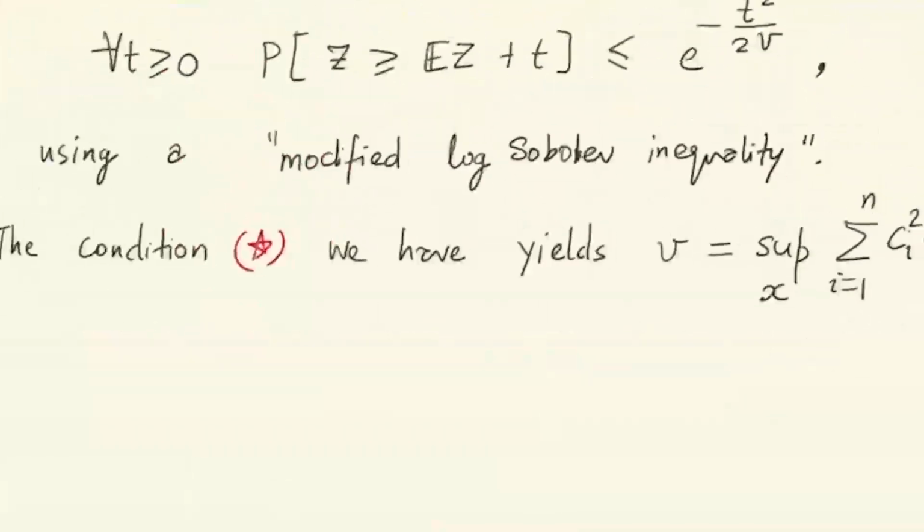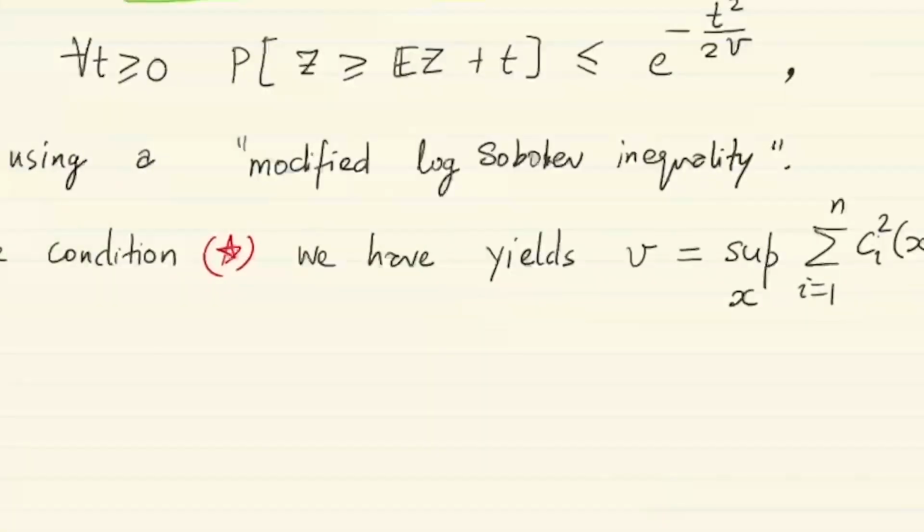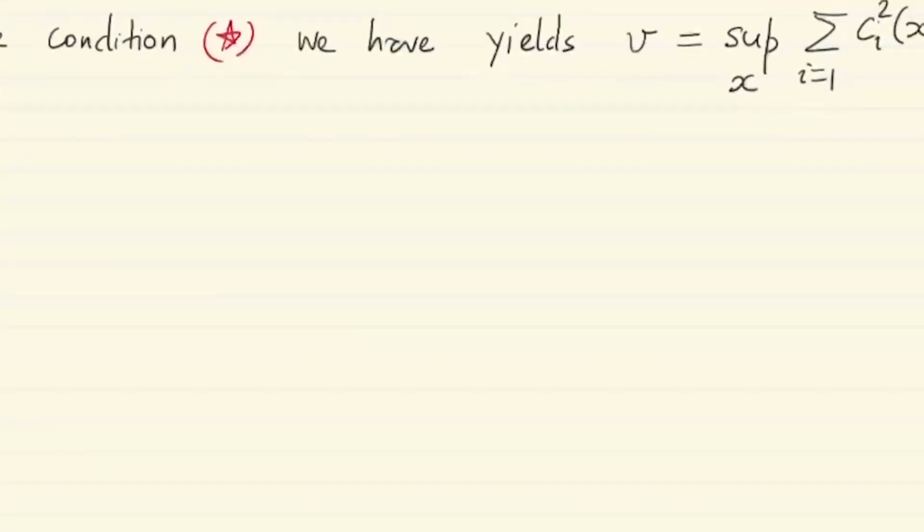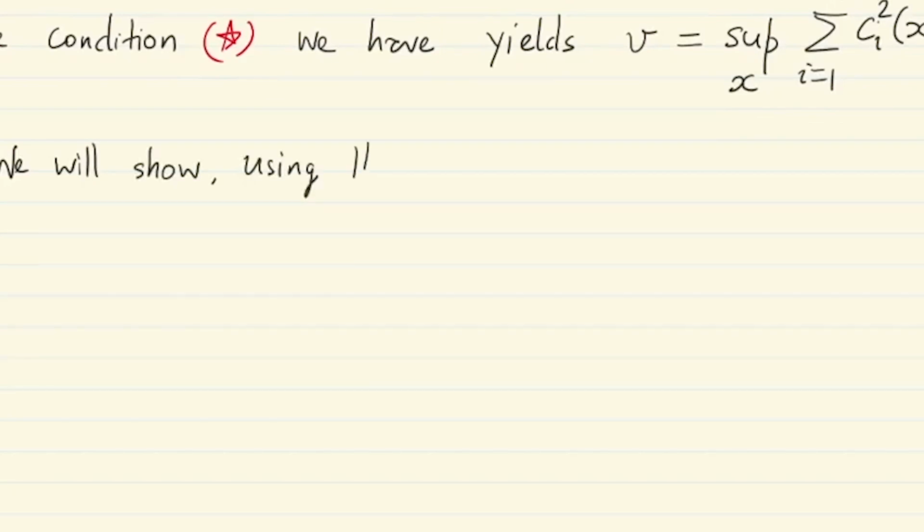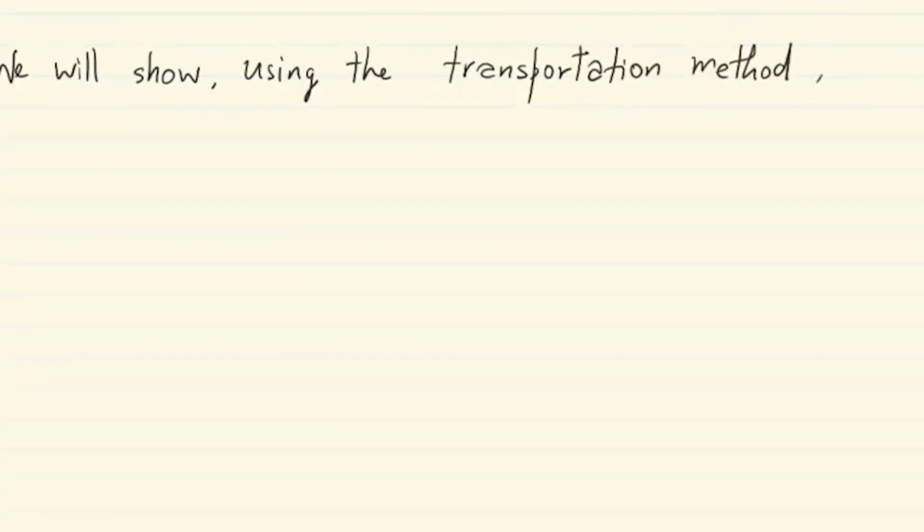Now there are several unanswered questions. Among them is the issue of what about the tail bound for the other side. So this is only a right side tail bound. What about the left tail and so on? So in fact what we will show now using the transportation method are two things.